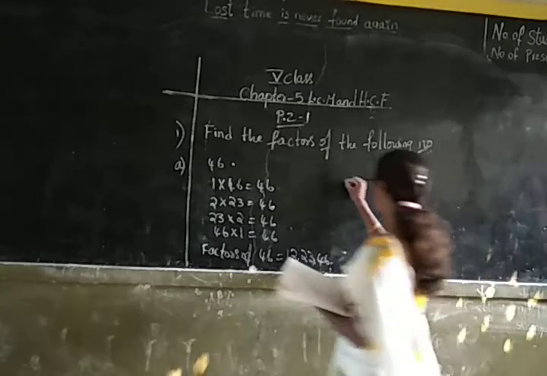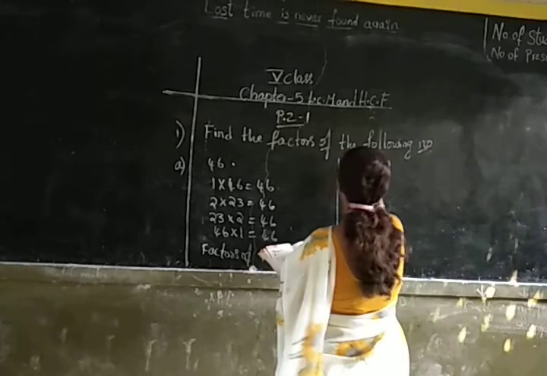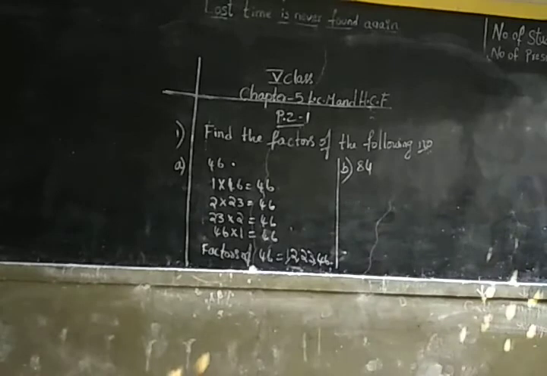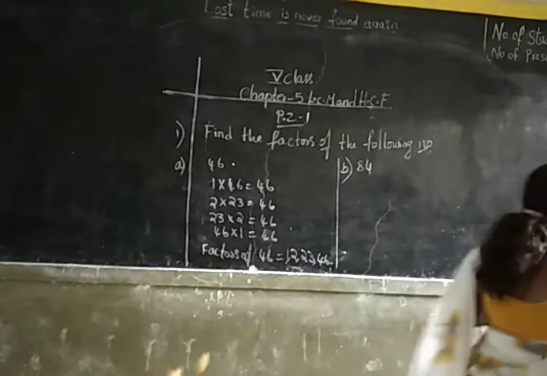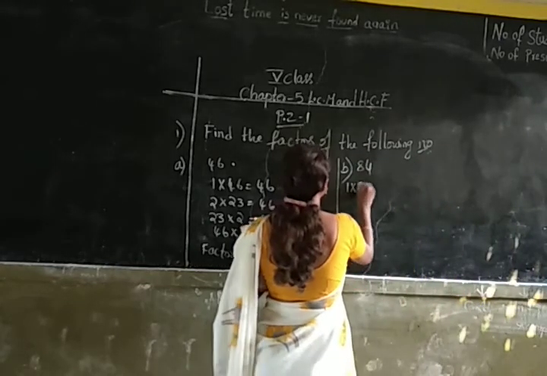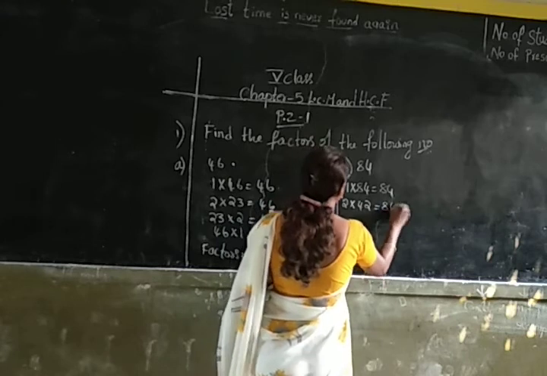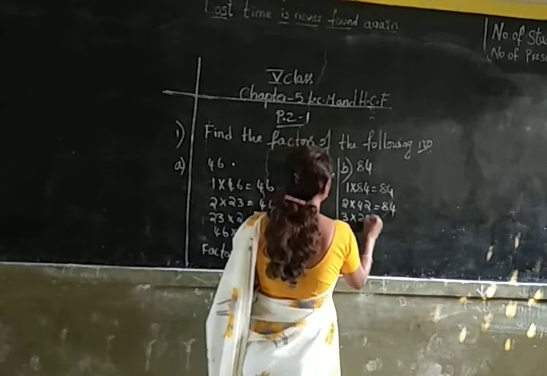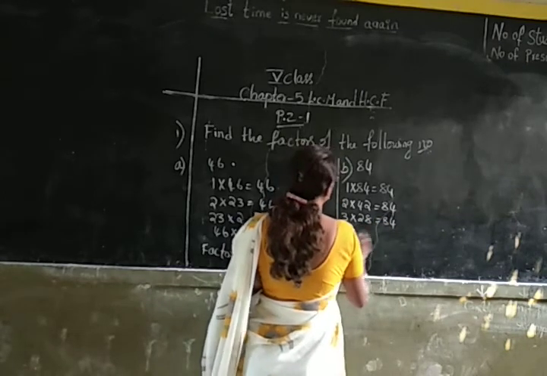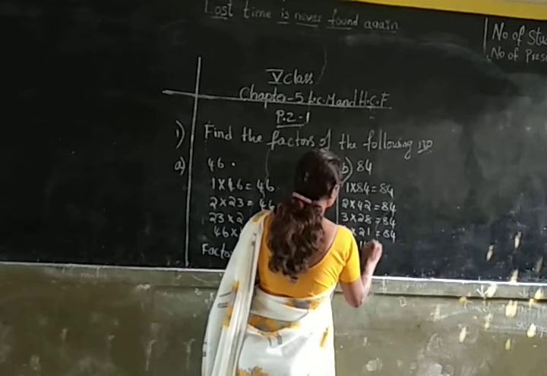Now let us do the B question. The B question is 84. Now let us write down the factors of 84. 1 84 is 84. 2 42s are 84. 3 28s are 84. 4 21s are 84. 6 14s are 84.